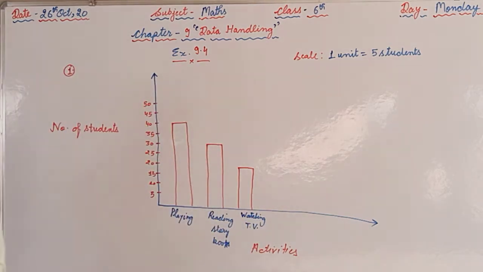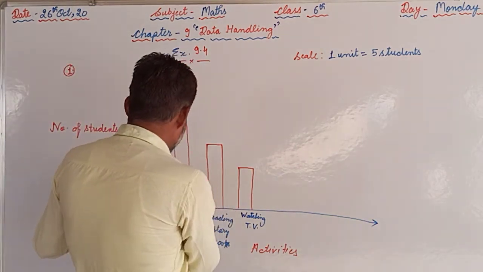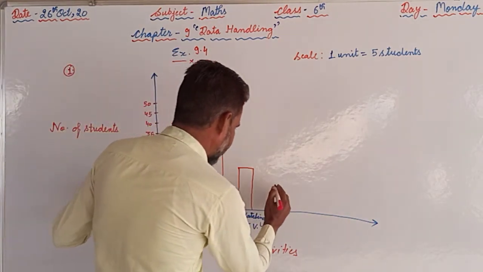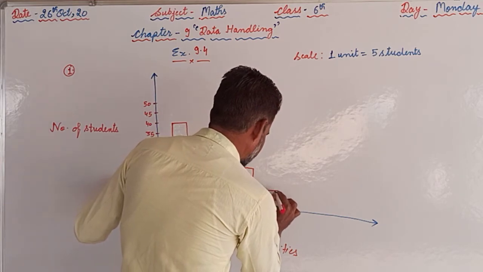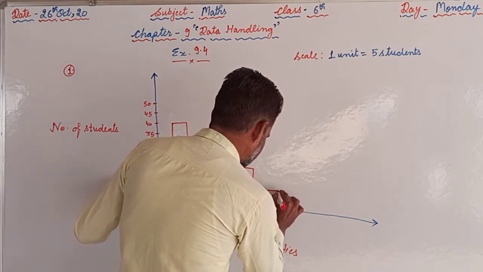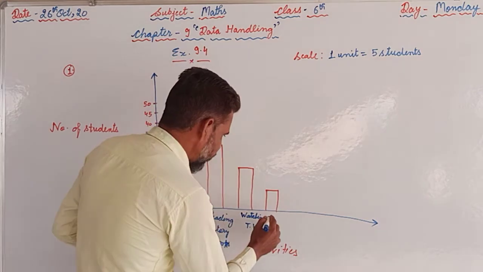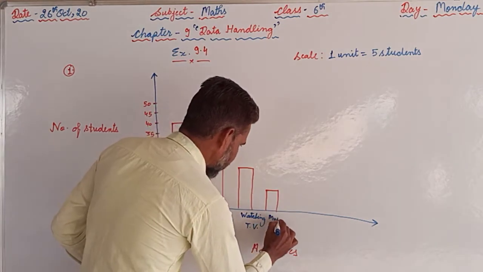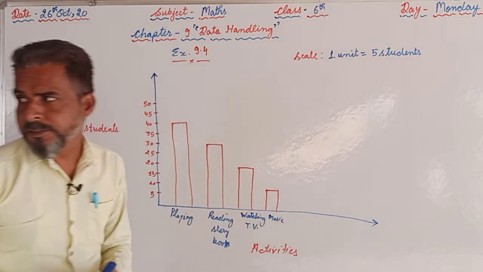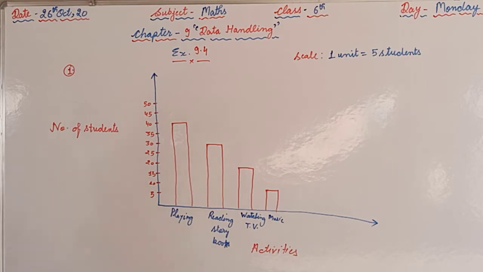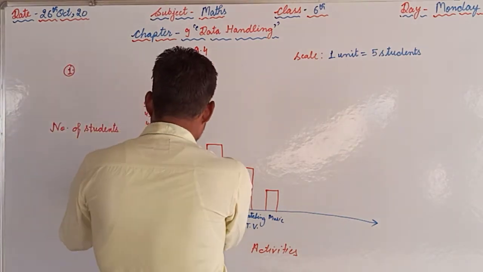TV. Then next is listening to music, that is 10. So 10 is here. That is for music. And the last one is painting. Painting is 15. So 15.